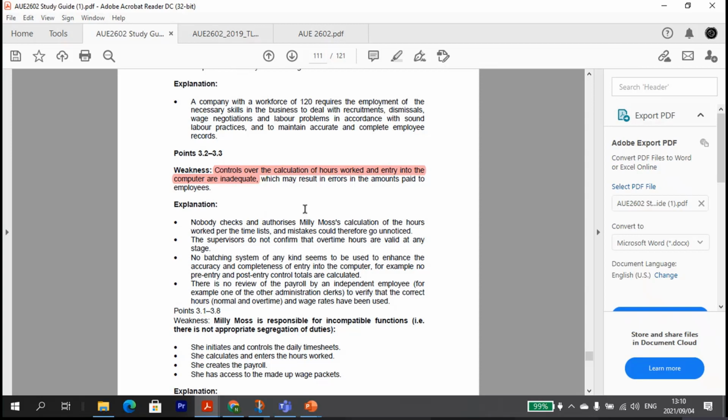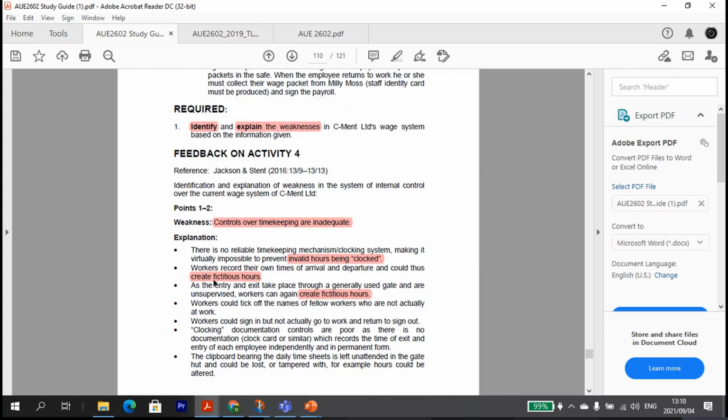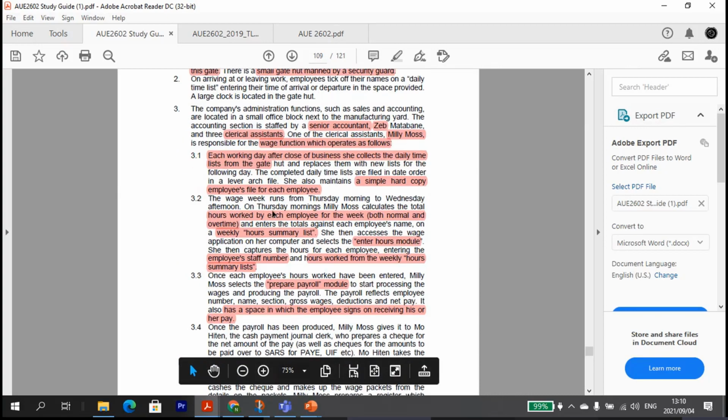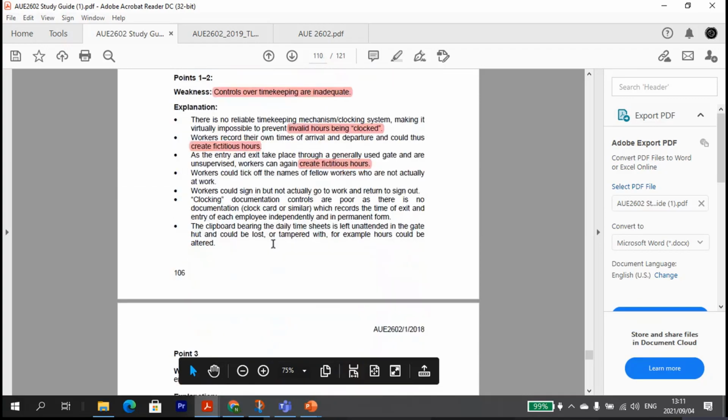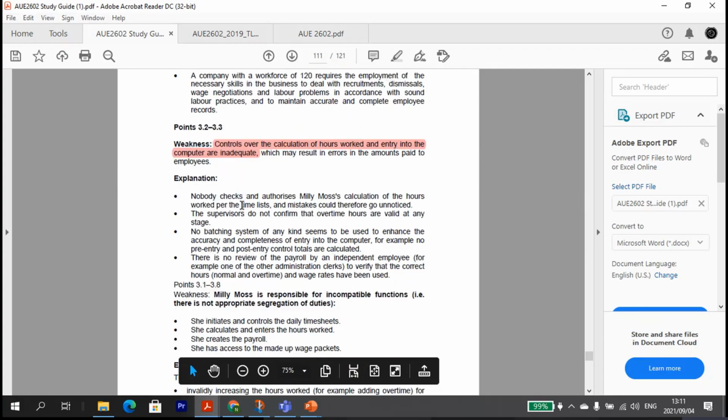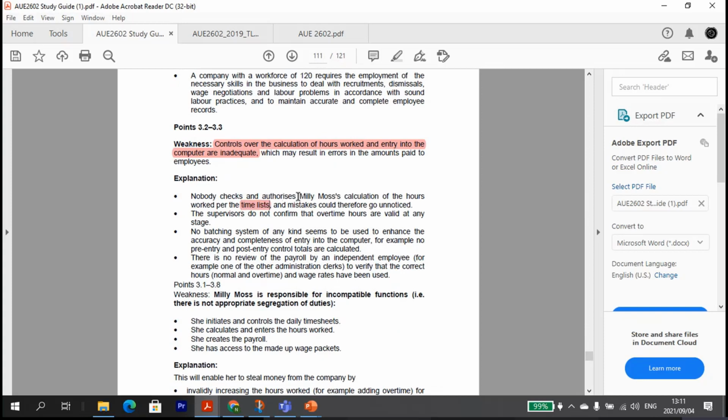So those are the things. What's important here is that you remember I was saying that they don't just give you people's names for the sake of it. They don't give you documents for the sake of it. So when you are answering, make an application to what's been provided here. You have to mention things such as the time list, Milli. Do you guys get what I'm saying? Yes. Supervisors. Zeb is the supervisor.